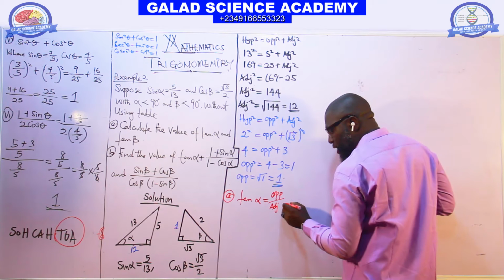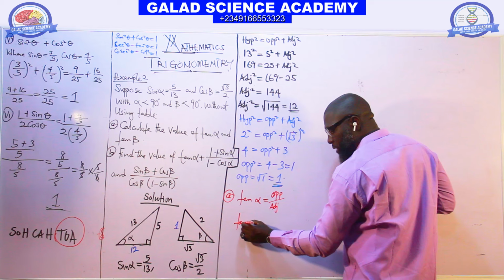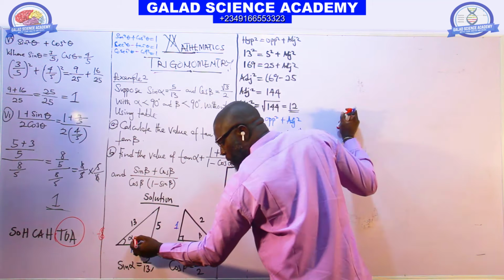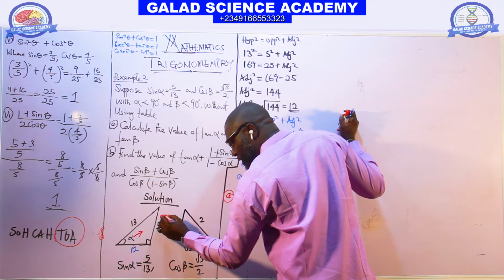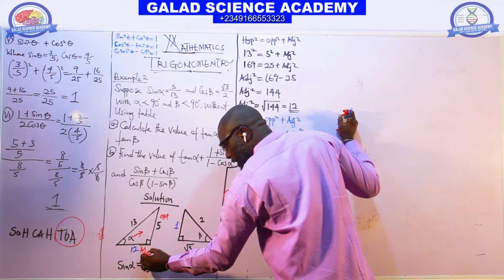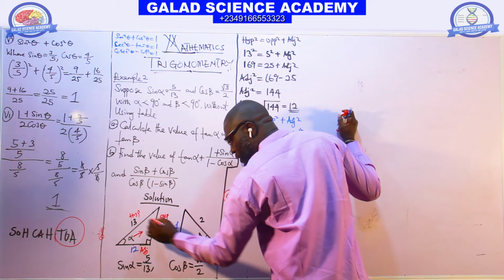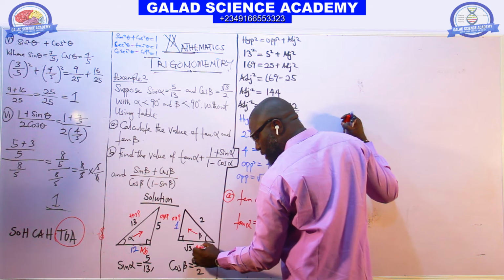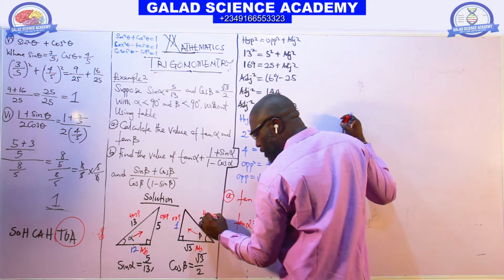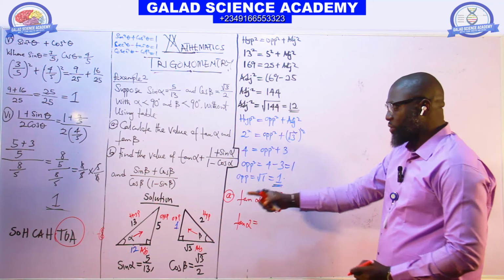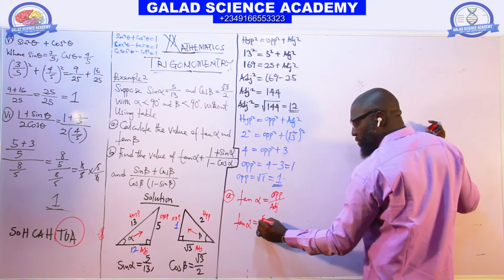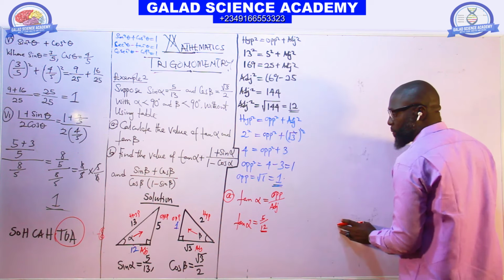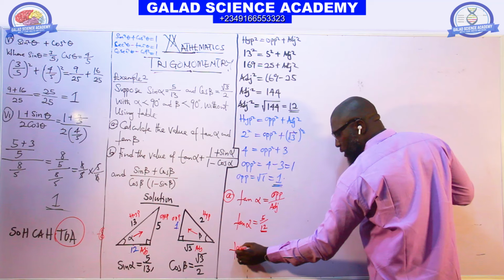We will now have the tan. What is the opposite for this one? This is the angle. The angle faces this side, this place is the opposite, this place is the adjacent, and this one is the hypotenuse, the longest side. So what is tan alpha? We are having 5 over 12.